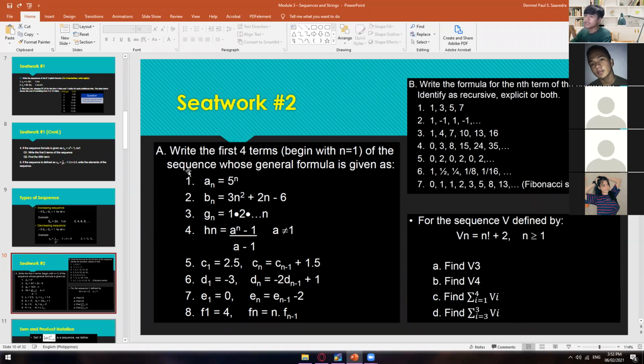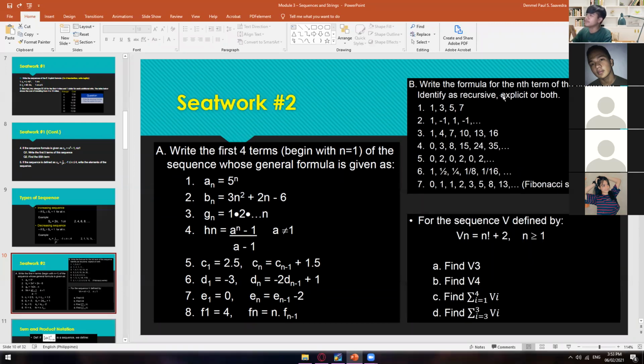So for the letter A, write the first four terms, beginning with n equal to 1, of the sequence whose general formula is given. As you can see right here, we have the given formula, and then just write the first four terms. And you can already tell that this one is this type of sequence. In here, the first term is already given, so this one is already an example under this sequence. So this is like a bonus already.